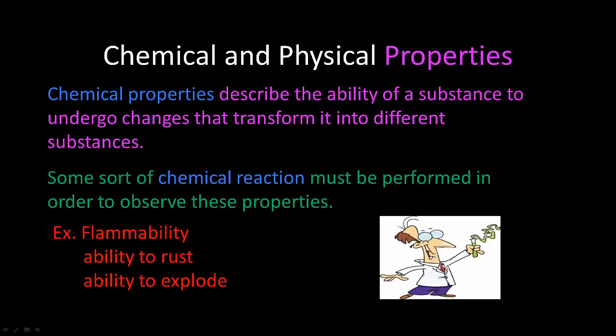For example, flammability. To see if something is flammable, you have to catch it on fire. And once you catch it on fire, a chemical change happens. To see if it will rust, the ability to rust, you have to oxidize it. You have to see if it will rust, and once it does rust, then it has a chemical change. And exploding. You can't see if something explodes without exploding it first, and once you've exploded it, it is changed into something new. So these are all examples of chemical properties.